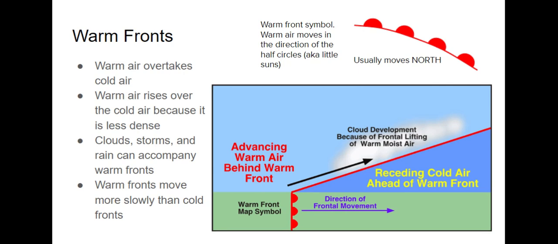So these warm fronts, it is warm air, and we know because of convection that warm air is not very dense, right? And so it rises. So whenever the warm air comes in and overtakes the cold air, it's rising over the cold air, and as warm air rises, we get clouds, right? We get rain because these clouds are condensing up in the atmosphere, and so we can have rain.